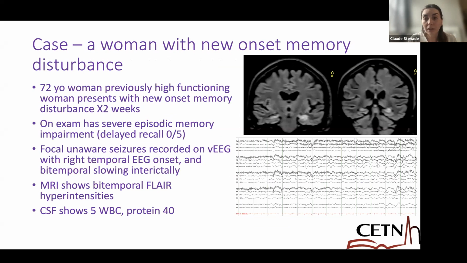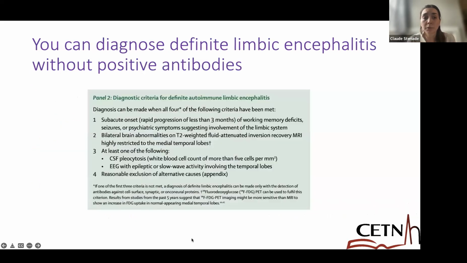She's 72. She was previously very high functioning. She was a teacher, and she came with essentially new onset amnesia. She had focal impaired aware seizures that you can see here, right temporal on EEG. She didn't know that she was having seizures when she first presented. But they were happening pretty often, and she had bitemporal flare hyperintensities on MRI, which you can see here. You can notice that she already has some atrophy, but according to her family, there was nothing before this. Her tap is very borderline, just 5 white cells, protein fine.